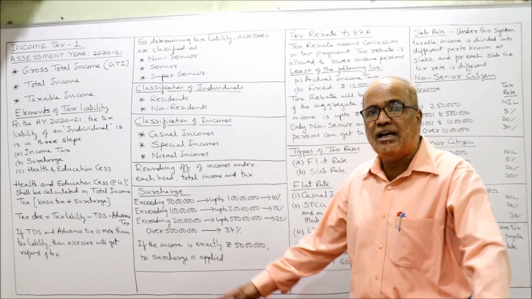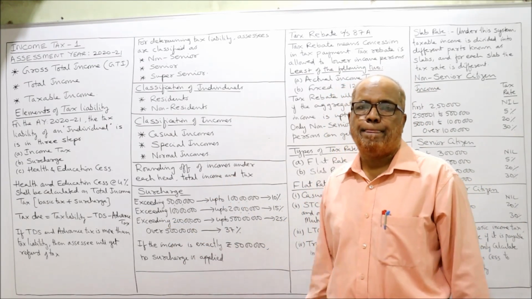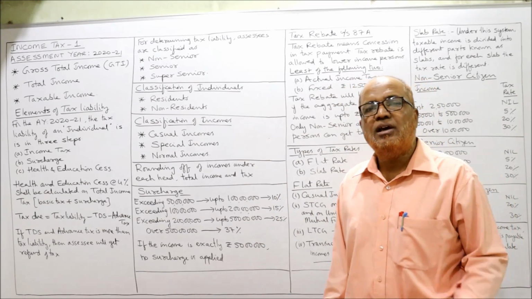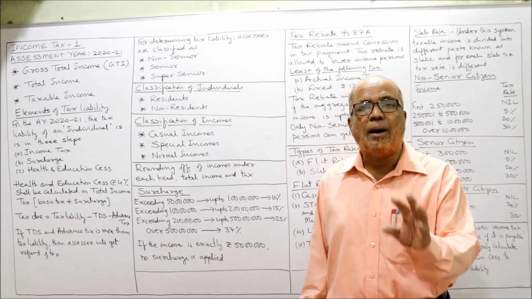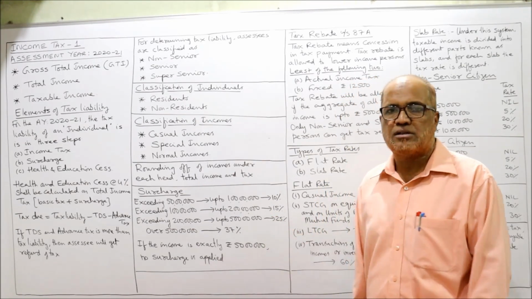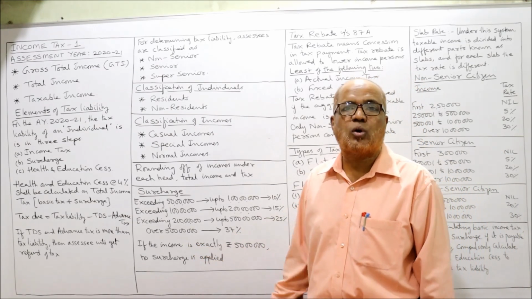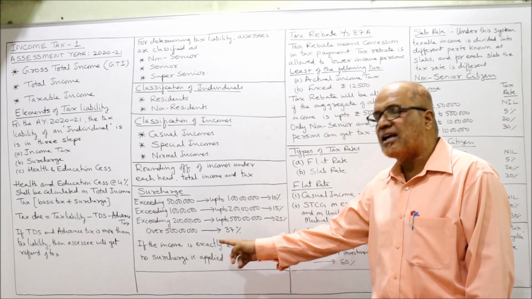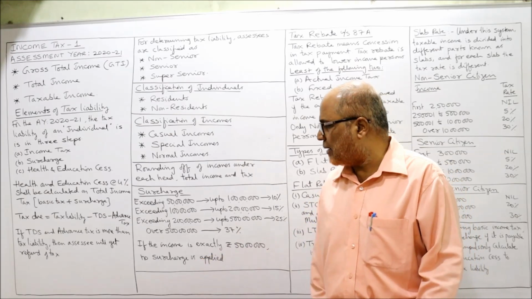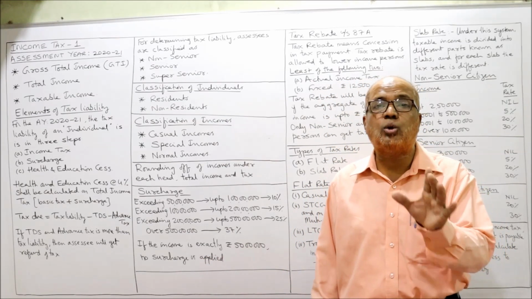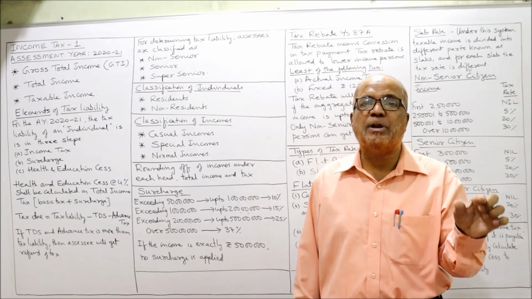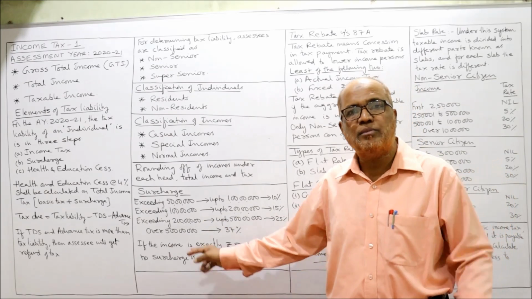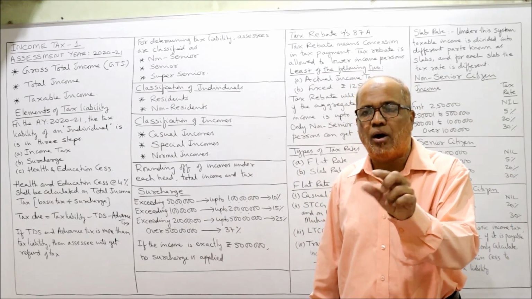If the income exceeds 1 crore up to 2 crore, the surcharge will be 15%. If the income exceeds 2 crore up to 5 crore, it will be 25%. If the income exceeds 5 crore, then surcharge will be 37%. If the income is exactly 50 lakh rupees, no surcharge will be applied. No surcharge up to 50 lakh total income during the previous year. These rules you have to remember. While solving the main problem, you should remember whether surcharge is applicable or not.